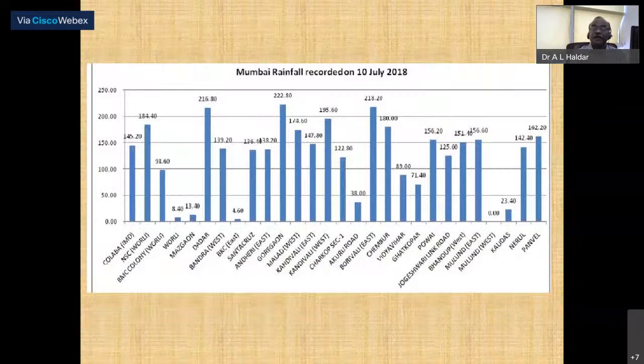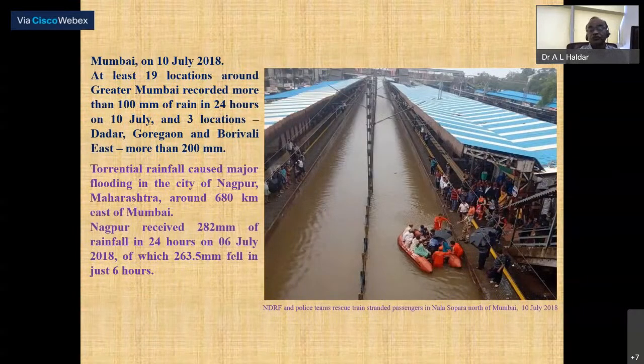The statistics for 10th July 2018. These are the cities, with the rainfall in a day. In July, 50 millimeters of rainfall was recorded in Oregon. Similarly, 218 millimeters elsewhere. That shows how the flood intensity and rainfall intensity have increased day by day, from 2005 onwards. You see that scenario from the public and the people.